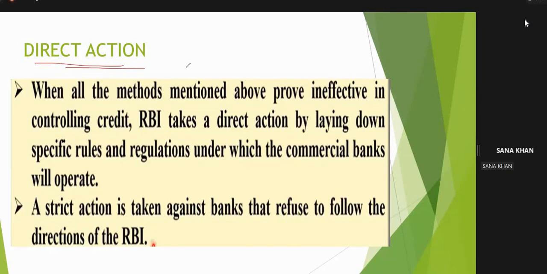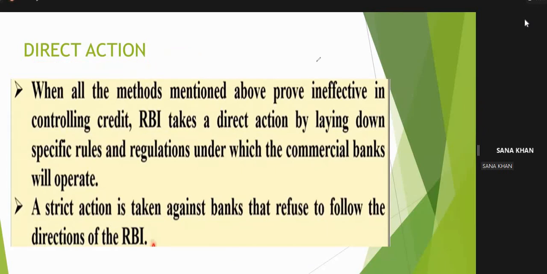In that case, banks, RBI can take direct action for controlling credit, or they can impose penalties or fines on the banks if they don't follow the RBI prescribed rules. This is how the government, RBI, can have control on the money supply. That is why all the commercial banks will follow rules and regulations. Otherwise, there is an authority who can take action on the banks, or any other financial institution.